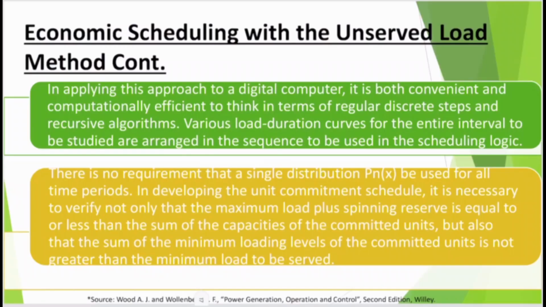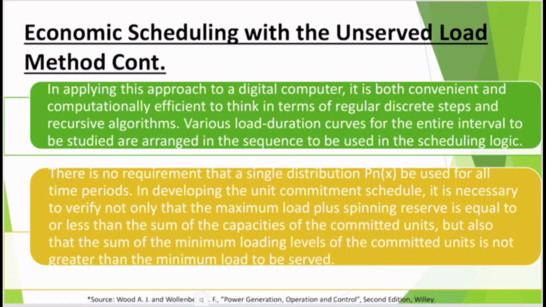That we do not want. So we always plan my load to be the load plus a load equivalent to the rating of the largest unit. That means if one unit fails and happens to be the largest unit, still I am able to cater to all the load. That is known as spinning reserve, which is equal to or less than the sum of the capacities of the committed units. But also the sum of the minimum loading levels of the committed units must not be greater than the minimum load to be served at a given time.